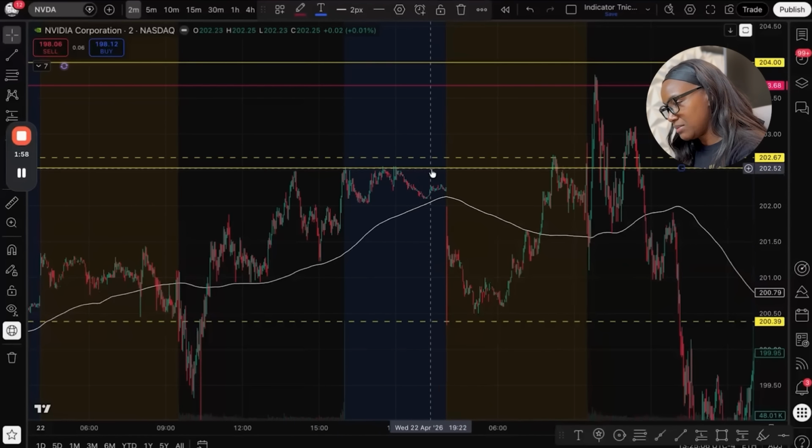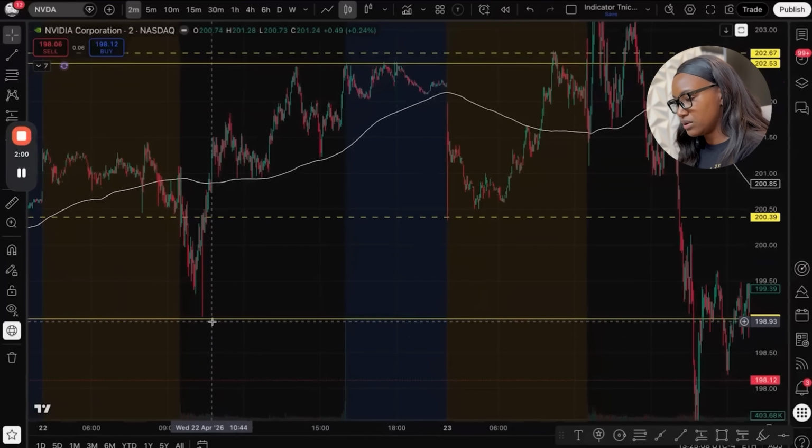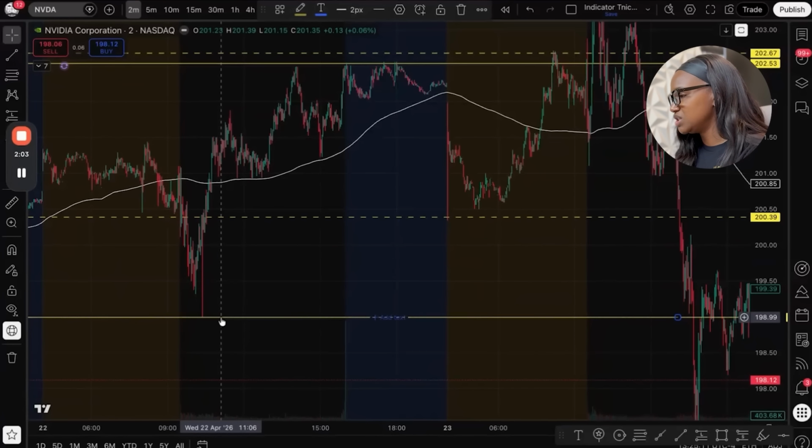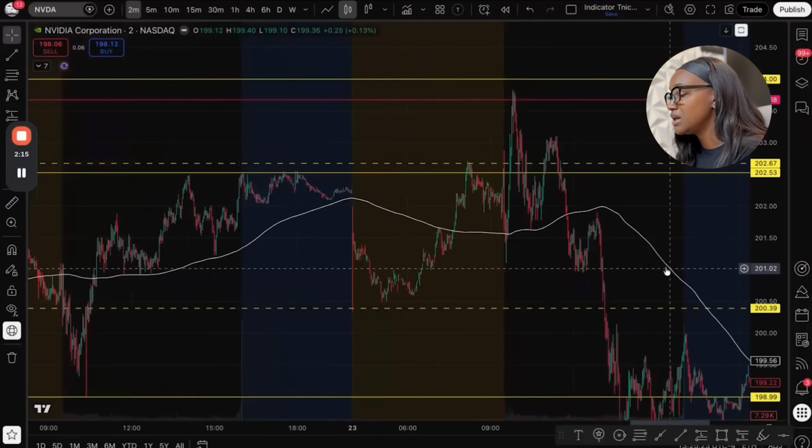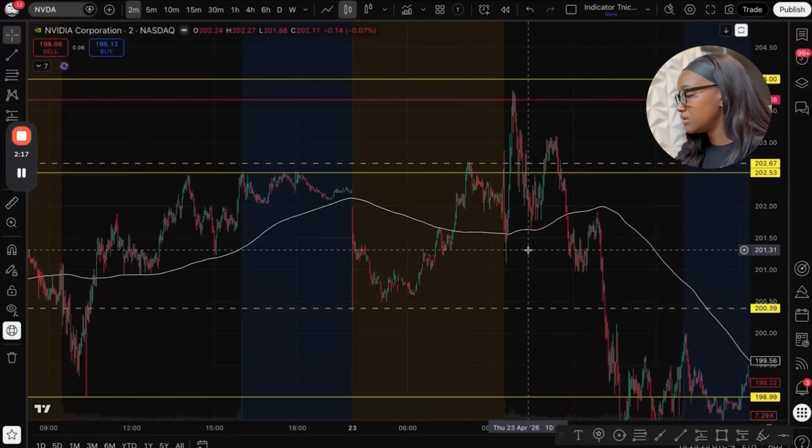Once you have that high marked, then you just simply go down to mark the low. Just like how you did with the high, you look for the lowest point that price got to during intraday and mark a horizontal line there. With these critical levels, we're looking to see what price is able to do around these areas. We usually want price to be able to break through those areas.